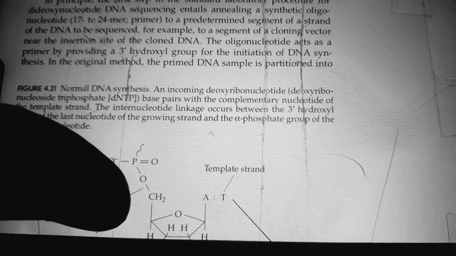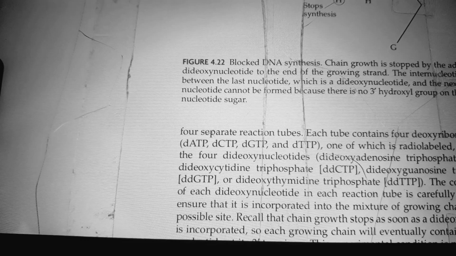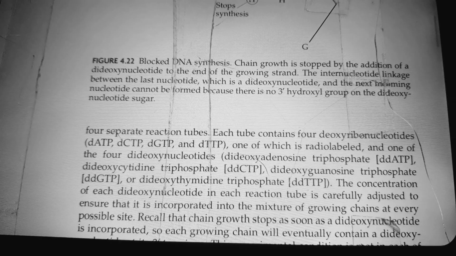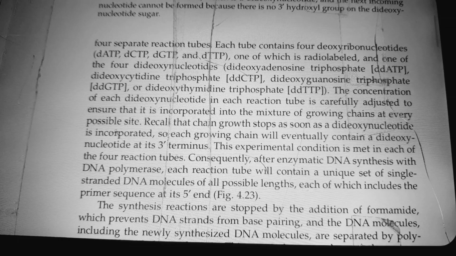Now, as we see, the primed DNA sample is partitioned into 4 separate reaction tubes. Each tube contains 4 deoxyribonucleotides, the dATP, the dCTP, the dGTP, and the dTTP, one of which is radio-labeled, and one of the 4 dideoxynucleotides, so that is dideoxyadenosine triphosphate, ddATP, and ddCTP, and the ddGTP or ddTTP.